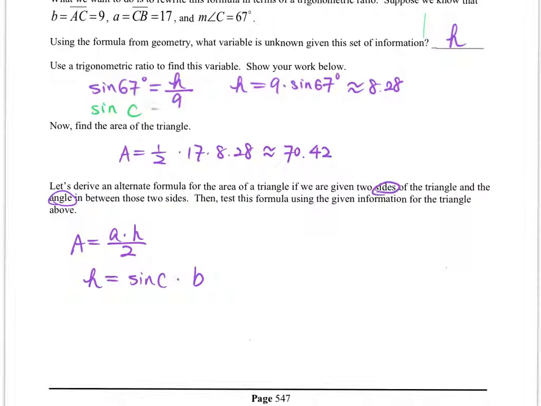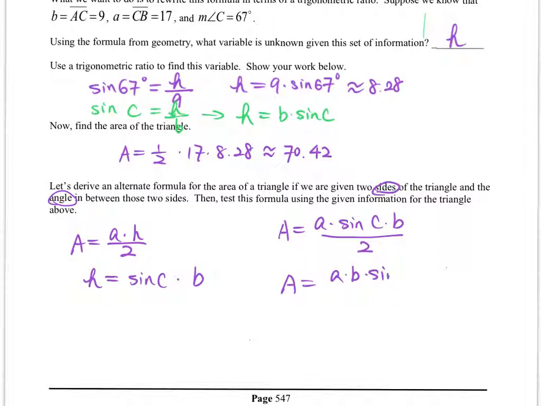Over here, sine of C equals H over B. Therefore, I have H equals B times sine C, or sine C times B, either way. So now I just substitute in, so I can rewrite my equation as A times sine C times B over 2. If I rewrite that in a more user-friendly way, the area of any triangle equals the length of A times B times sine of the third angle C, divided by 2. So the area of a triangle is A times B times sine of angle C divided by 2.